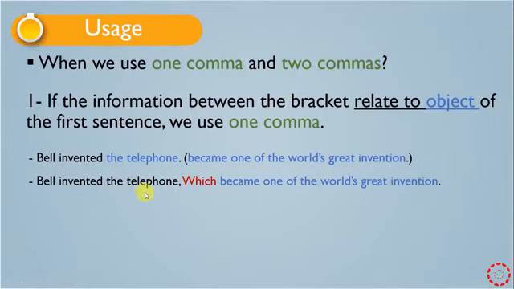Bell invented the telephone. We talked about the telephone. That's why we use the relative pronoun which. As we said, we use which for things or animals. We say which, and then we have extra information: became one of the world's great inventions. It is extra information related to the object of the first sentence, which is the telephone. That's why we use 1 comma in this example.